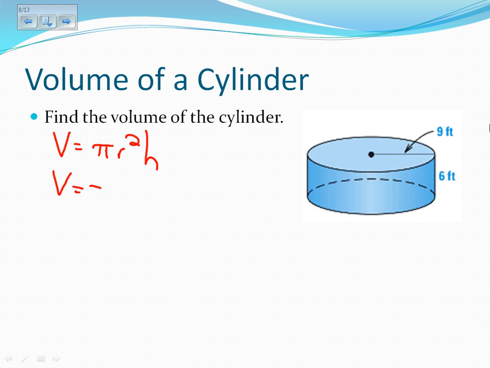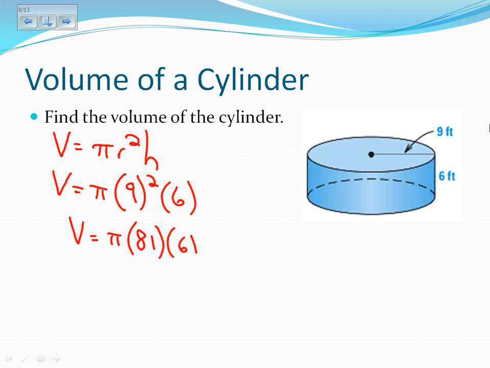So it's going to be pi. What's r? 9, so 9 squared. What's the height? 6. So the volume is equal to pi, what's 9 squared? 81 times 6. 9 times 8 is 48, 1 times 6 is 6. So you get 486 pi.